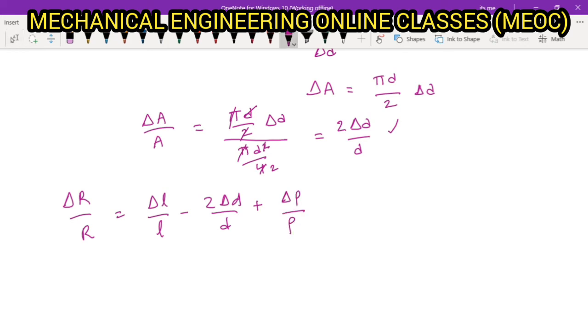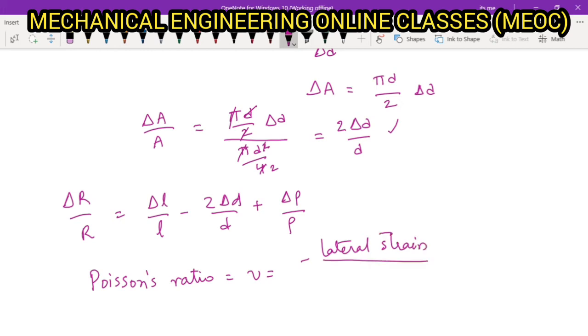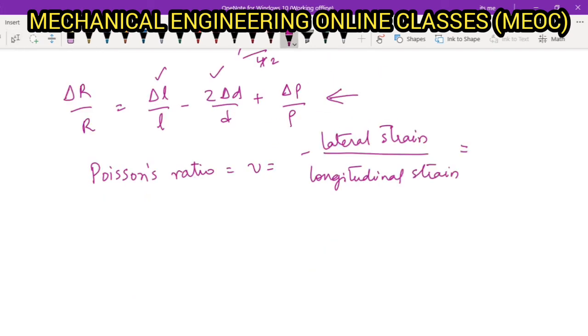Now let me consider Poisson's ratio, indicated by nu. It is minus of lateral strain divided by longitudinal strain. The lateral strain is delta d by d and the longitudinal strain is delta L by L.